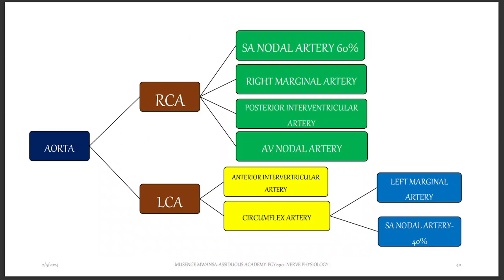You can see the right coronary artery is giving the SA nodal artery. So the main arterial supply to the SA node comes from the right coronary artery. You can see the left coronary artery also gives a branch that goes to the SA node, which comes from the circumflex artery.